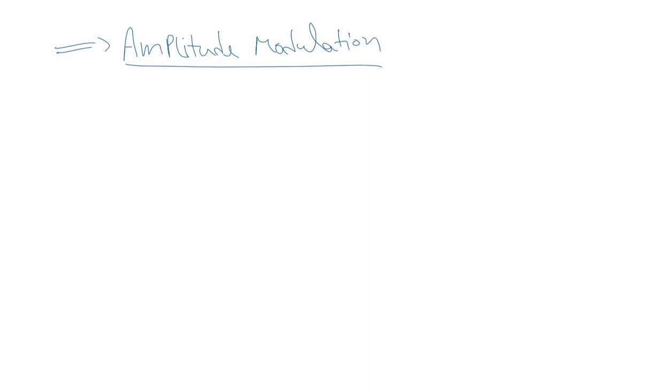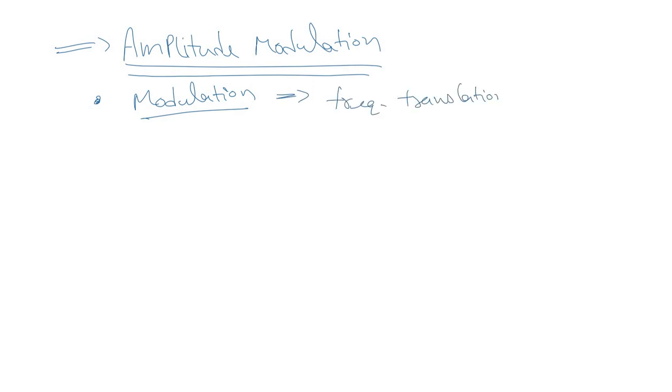First of all, I'll define what is amplitude modulation. Okay, we are well aware of the concept of modulation. Modulation means frequency translation. Or we can say that modulation is when a low frequency message signal is superimposed over a high frequency carrier signal.